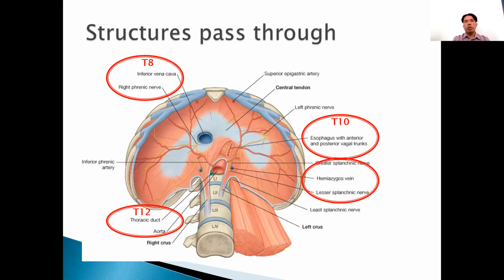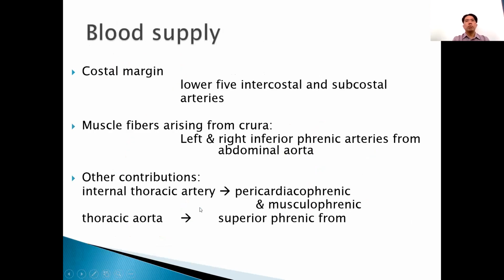Structures which pass through, favorite exam question, you have your T8, your inferior vena cava, and your right phrenic nerve. T10 would be the esophagus. You also have your greater splanchnic nerve, and as I was saying, your lesser splanchnic nerve. You have your thoracic duct with your aorta, with the left crux and the right crux of the diaphragm. Blood supply would include lower 5 intercostal and subcostal arteries. Muscle fibers would arise from the crux. The other contributions would be internal thoracic artery, which forms the pericardiophrenic and musculophrenic as end arteries, and the thoracic aorta, which gives you the superior phrenic artery.